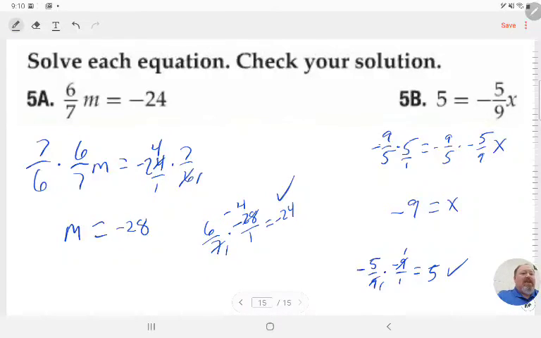On 5b, I have to multiply both sides by the reciprocal of negative 9/5. That would give me x, and 9/5, one time would give me negative 9. And when I check it, negative 5/9 times negative 9 would give me a positive 5. So therefore, it checks.